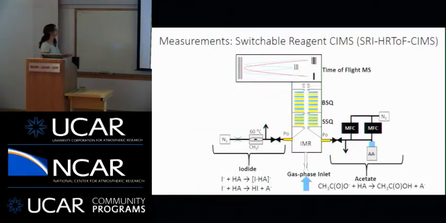So in terms of our measurements, we have the switchable reagent ion. We went for the longest acronym we could find. So switchable reagent ion, high resolution, time of flight, chemical ionization mass spectrometry. That's the name of this instrument, or the type of instrument, effectively. So what we do is we pull air in. So this is a real-time measurement. We pull air in to what we call an ion molecule reactor. And molecules in the air then have the opportunity to react with whatever other ions we give it.